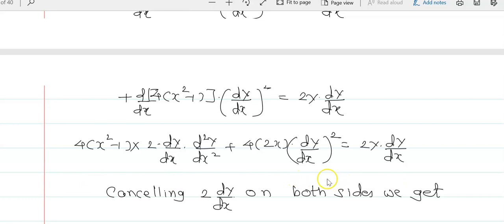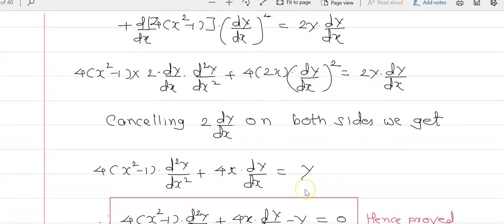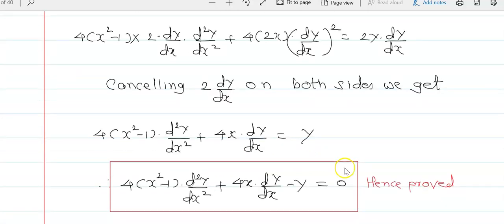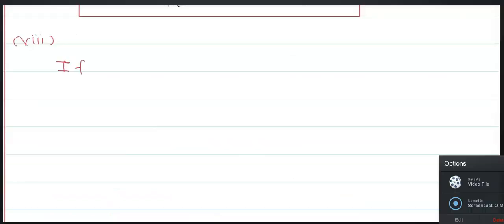Cancellation on both sides, 2 dy/dx, and you are getting 4(x² − 1) d²y/dx² plus 4x dy/dx minus y is equal to 0. Now we have to prove that this is y2 and this is y1. You can understand this. I will take the next example.